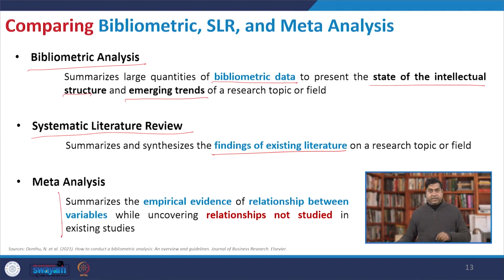Now coming to what we have discussed today, meta analysis summarizes the empirical evidence and the relationship between variables, while uncovering relationships not studied in the existing studies. We take the information reported in the past studies we consider, extract it, generate the generic statistics for those papers, and then compute the effect size and the confidence interval, so that we can see the homogeneity among the papers and their findings, and if there are too dispersed results, the heterogeneity as well. So this is a useful and quantifiable method by which you can do an effective review of literature.